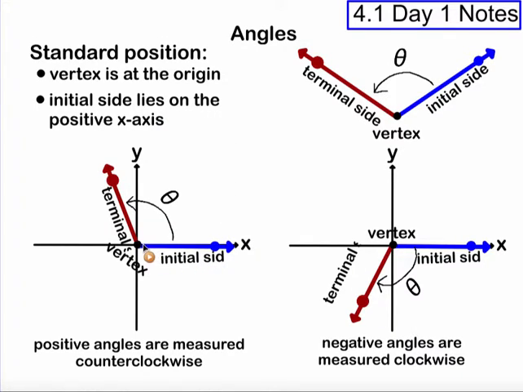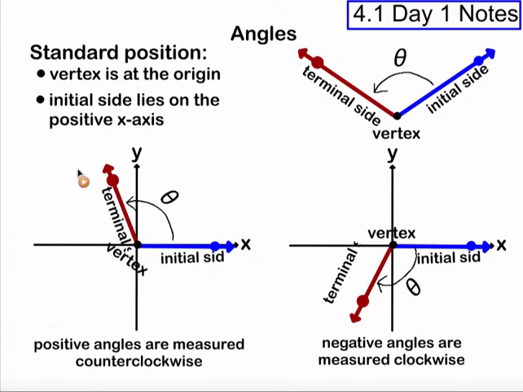So you'll notice here this blue ray in both this first example and the second example. That's my initial side, and I know the E's cut off. My Mac is kind of acting up right now. But this blue side is my initial side, so I don't care what kind of angle measure we're talking about. Your initial side will always be on the positive x-axis.